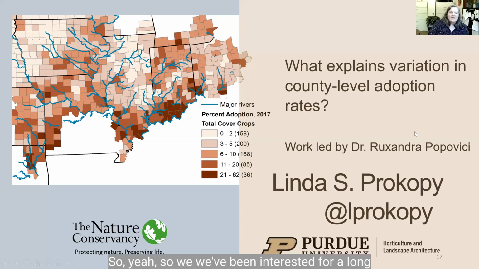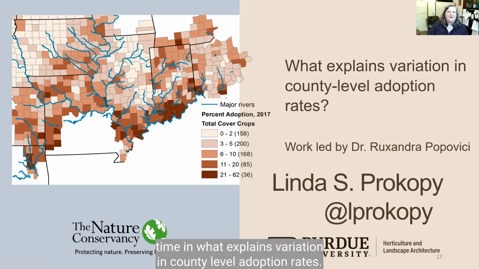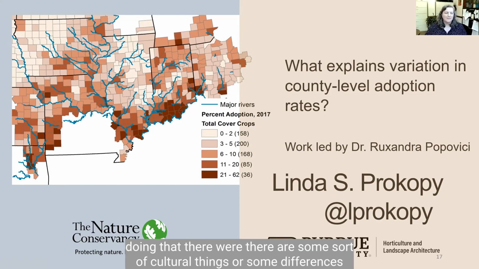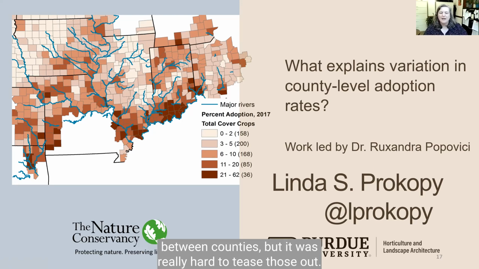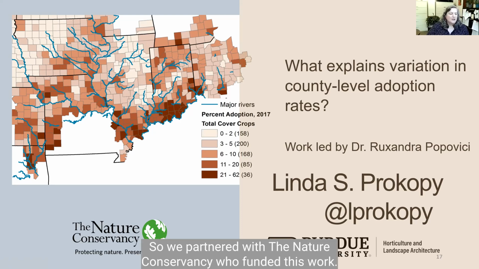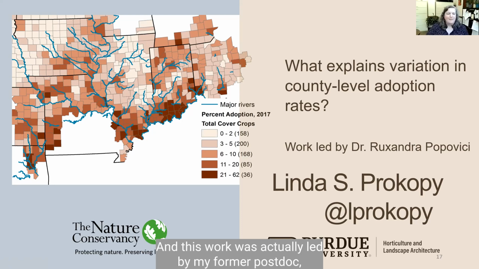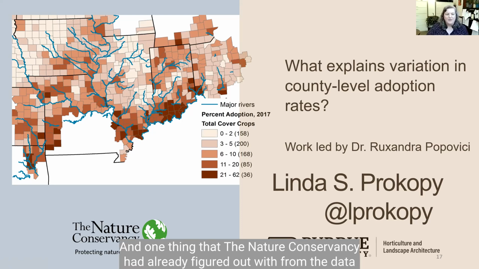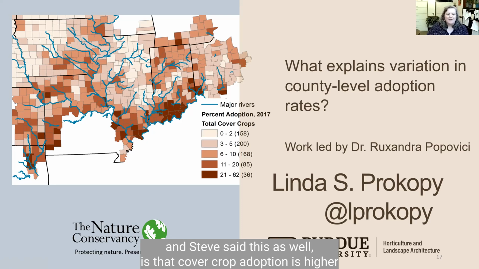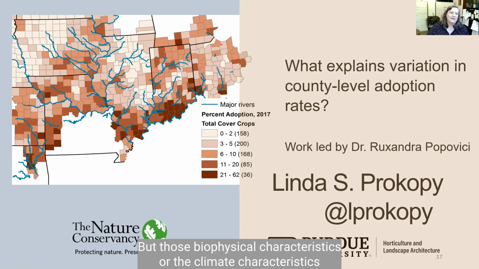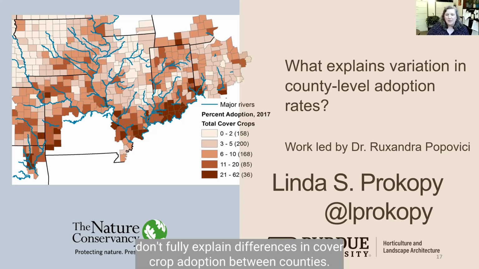Thanks, Dave. So yeah, we've been interested for a long time in what explains variation in county level adoption rates. We certainly knew from some of the work that we've been doing that there were some sort of cultural things, there are some differences between counties, but it was really hard to tease those out. And OpTIS data allowed us to do that. So we partnered with the Nature Conservancy, who funded this work, and this work was actually led by my former postdoc, Dr. Roxandra Popovici. And one thing that the Nature Conservancy had already figured out from the data, and Steve said this as well, is that cover crop adoption is higher in regions with higher temperatures and higher precipitation levels, right? But those biophysical characteristics or the climate characteristics don't fully explain differences in cover crop adoption between counties.